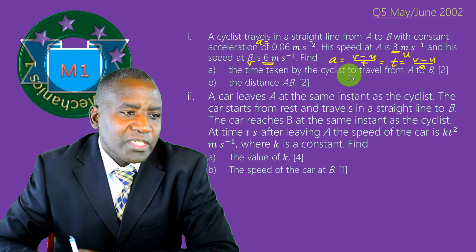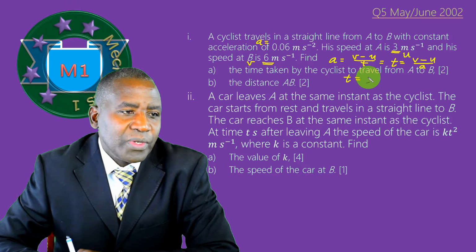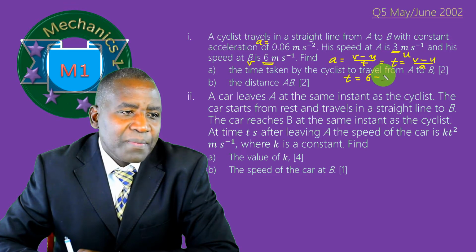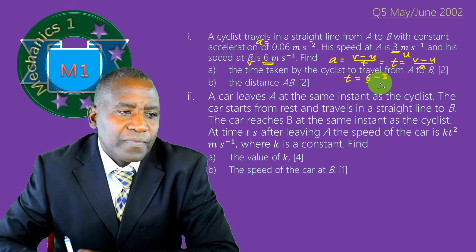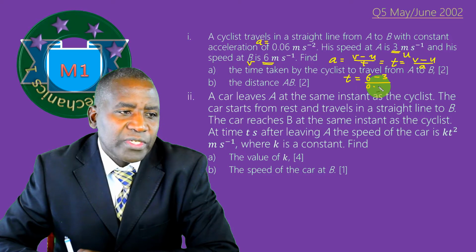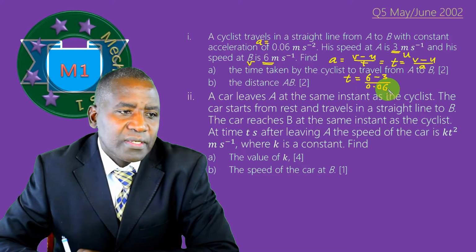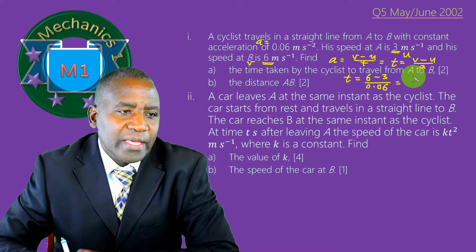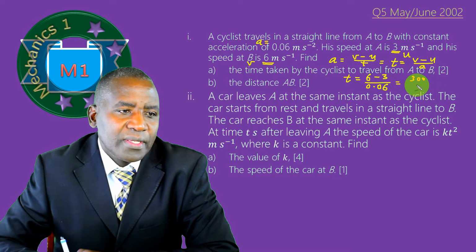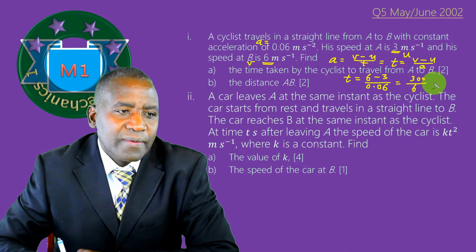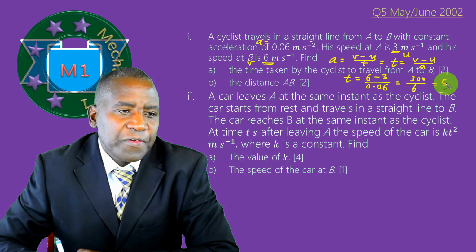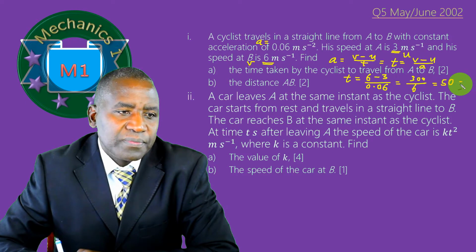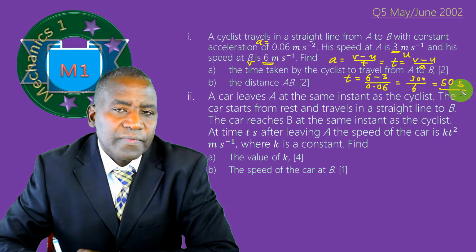So our T will be V, which is 6 minus 3 divided by 0.06. And this is like 300 divided by 6, which will give me 50 seconds.